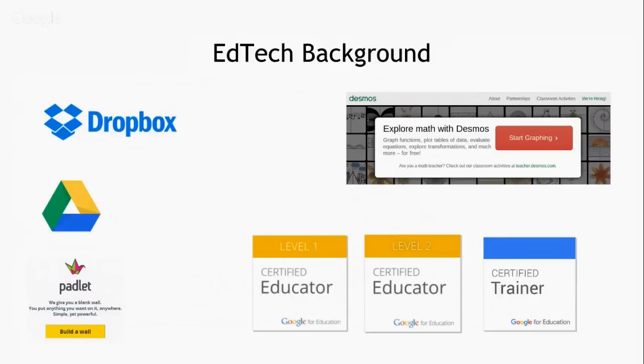And then the spark for doing this project was that I was doing my Google training, educator level 1 and 2, and now I've just become a certified trainer. So I'm quite happy about my Google training.